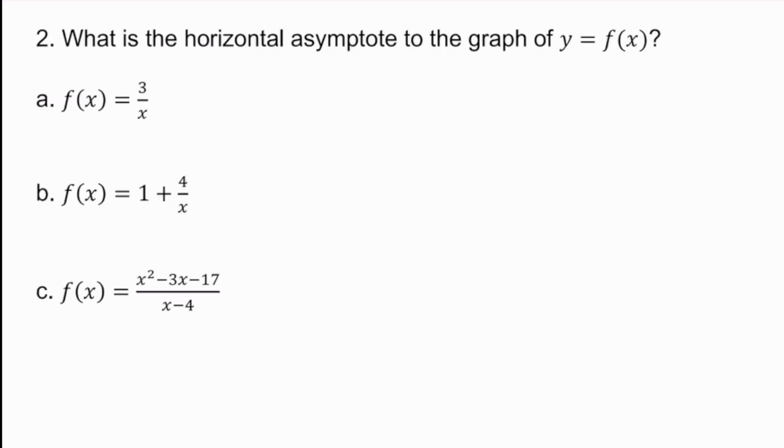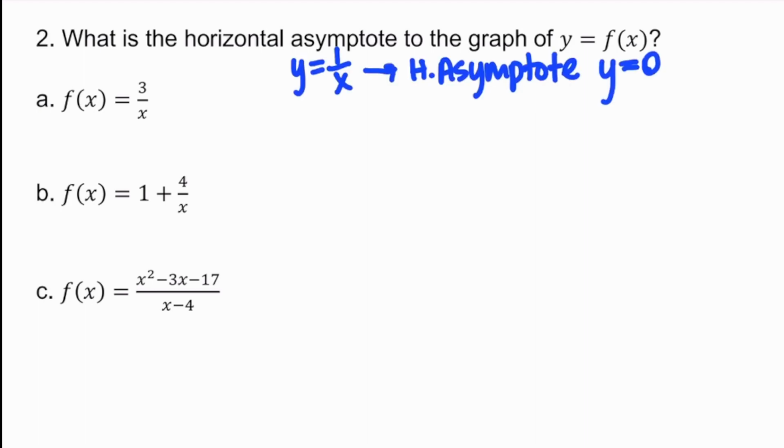Alright, number 2, talking about horizontal asymptotes, and this is one that came up a lot in class. With a horizontal asymptote, I think the main thing that you need to remember for Algebra 2 is that y equals 1 over x, that function, its graph has a horizontal asymptote at y equals 0, because the bigger x gets, the smaller 1 over x gets. If you're taking 1 and dividing it by bigger and bigger numbers, you're going to get a number that's closer and closer to 0.